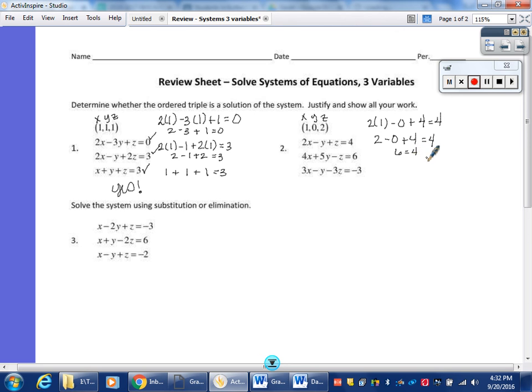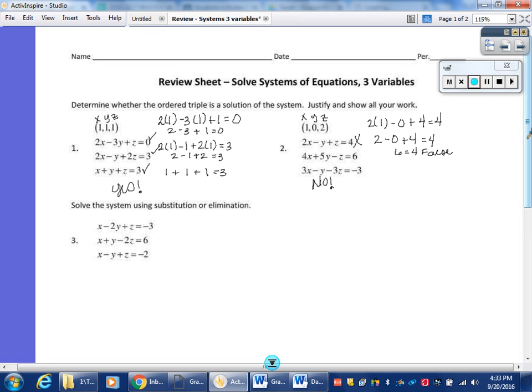Is that true? No, it is not. It is false. And if it is false, that means that that solution does not work for that equation. That means it does not work for this system at all. So is this ordered triple a solution to this system? The answer is no. No, it is not.